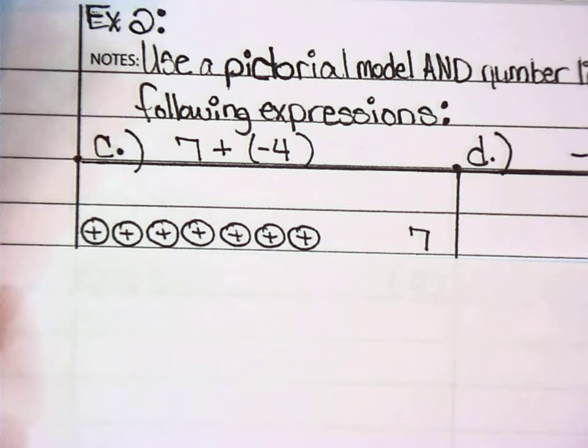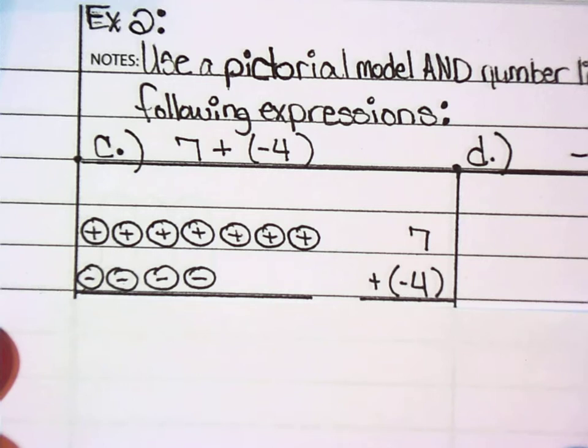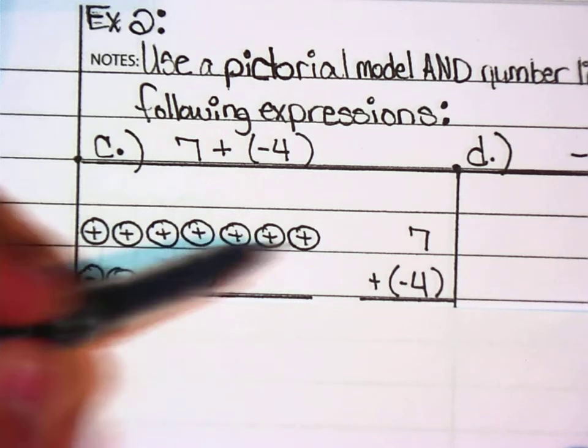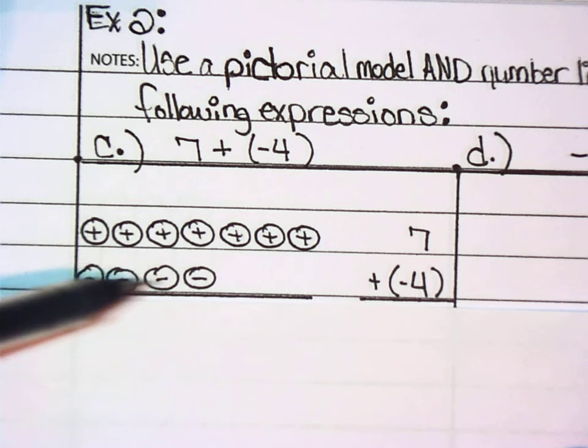positive 7. Now I'm going to add, or join, underneath 4 negative circles. And here I drew 4 circles with little negative signs. So I have 7 positives being added to, or joined with, 4 negatives.